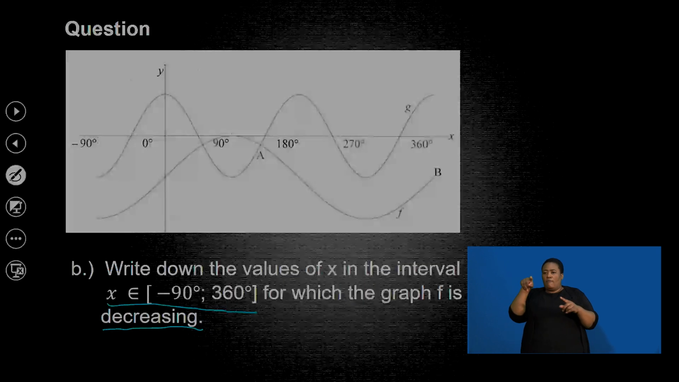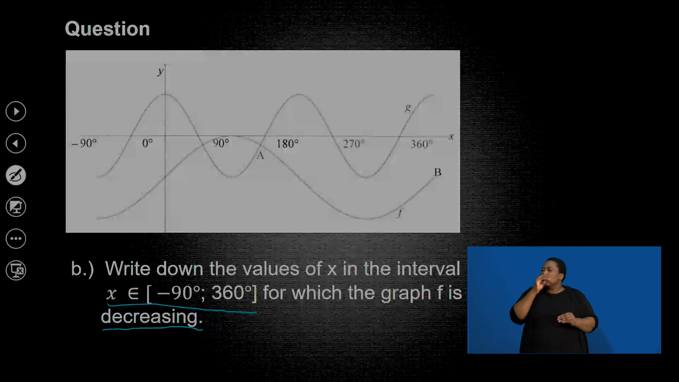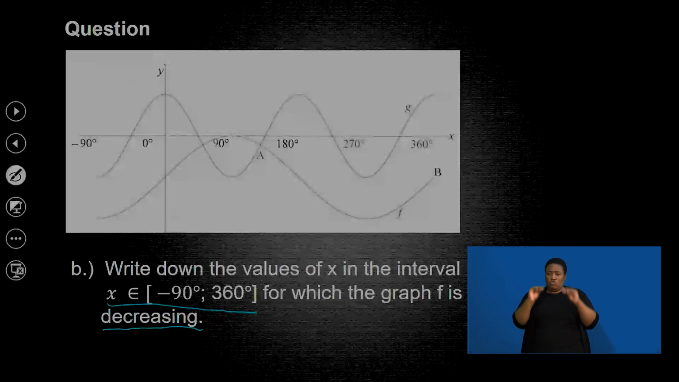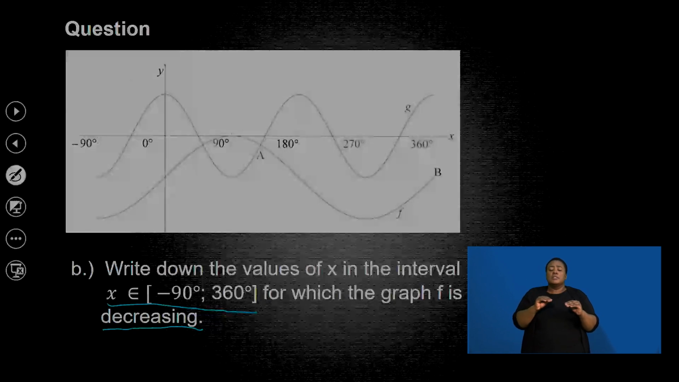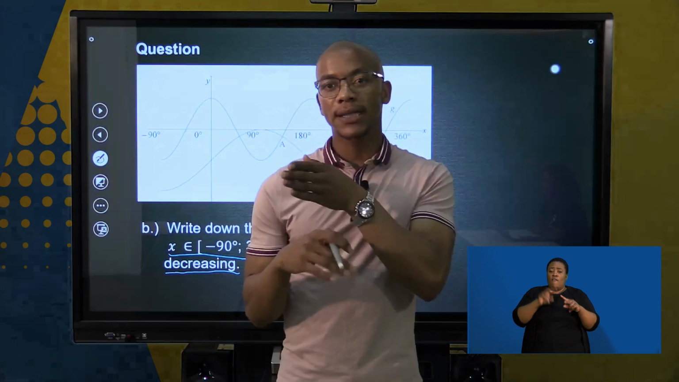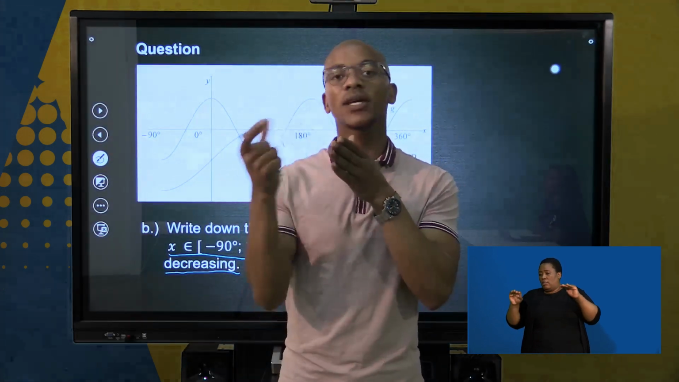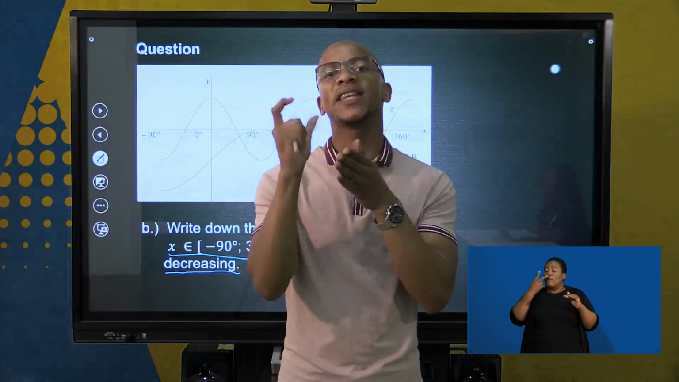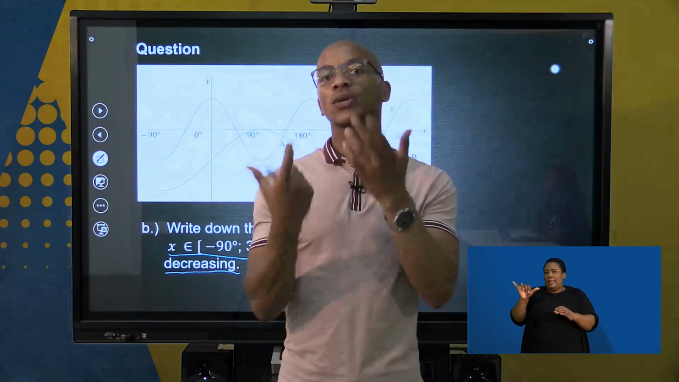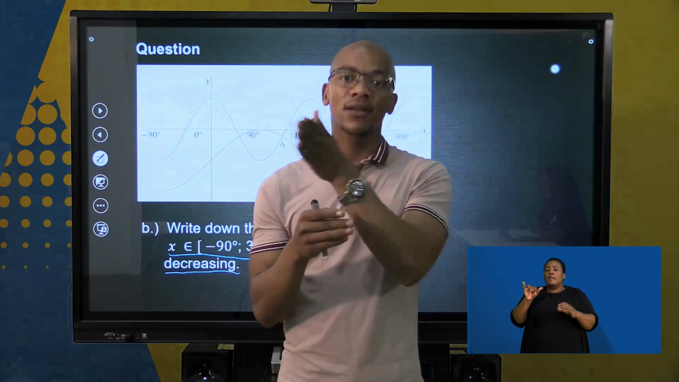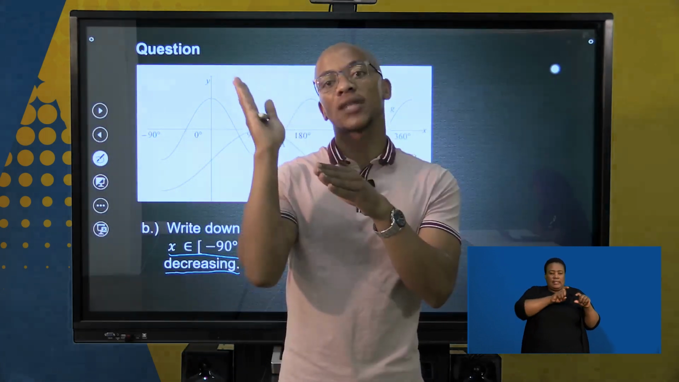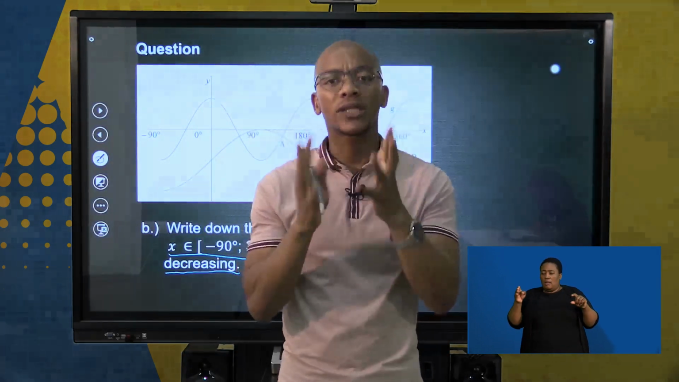Now let's first talk about what it means for a graph to decrease. For a graph to decrease, it means that as the values of x are increasing, the values of y are decreasing. Because for a graph to increase or decrease, we look at the y value. For it to increase, it means as the x values are increasing, the y values are also increasing. So those are the two differences.